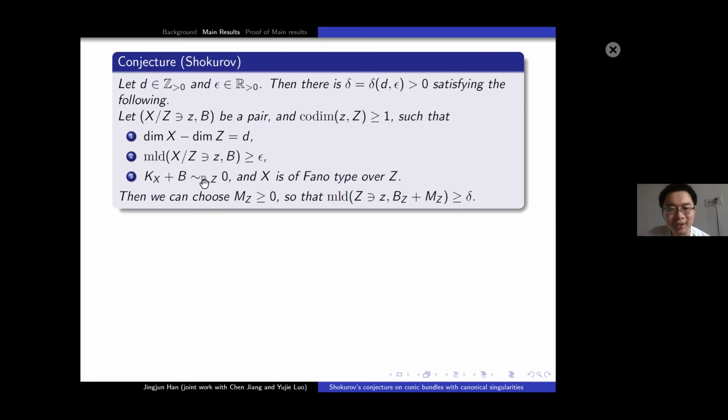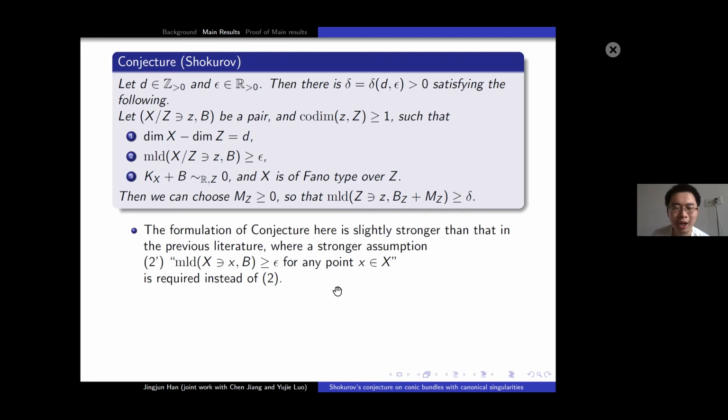Then Shokurov predicts that we can choose M_Z so that the MLD of this pair (Z, B_Z + M_Z) is larger than or equal to delta. If I can choose M_Z to be an effective divisor, then (Z, B_Z + M_Z) is a usual pair, not a so-called generalized pair. Then we can talk about the MLD for usual pairs, and he predicts that in this case the MLD is larger than or equal to delta. So we can control the singularities not only of the base Z, but of the pair induced by the canonical bundle formula.